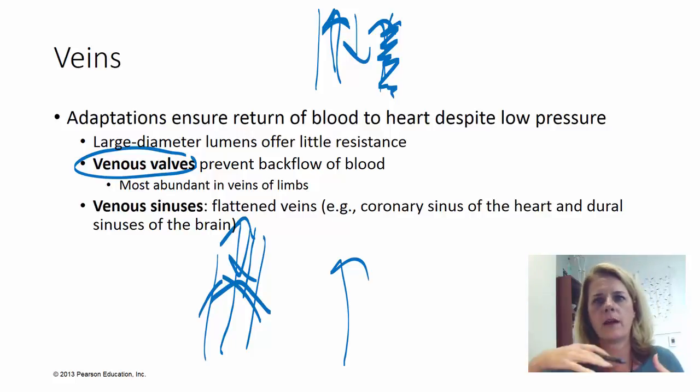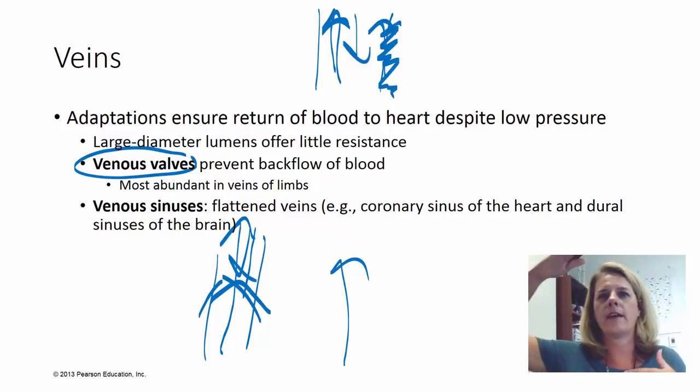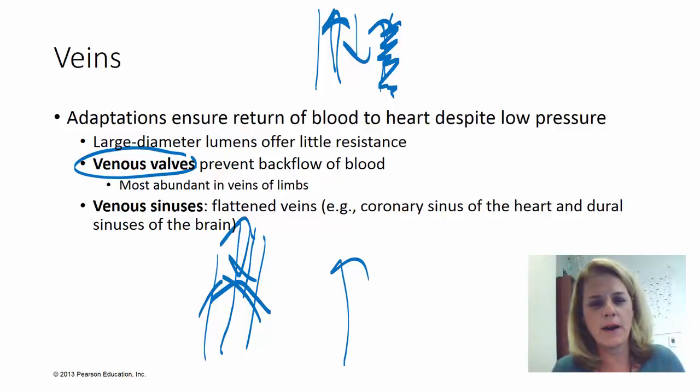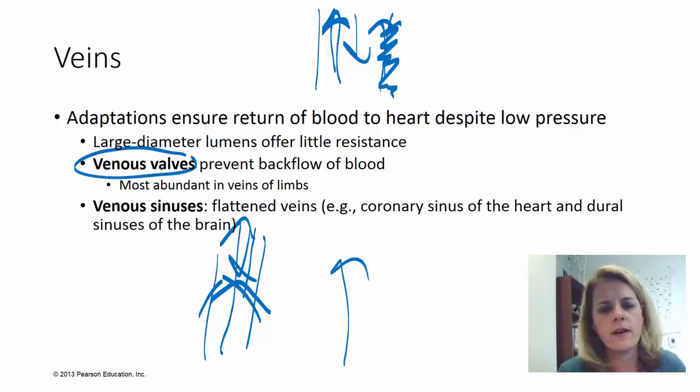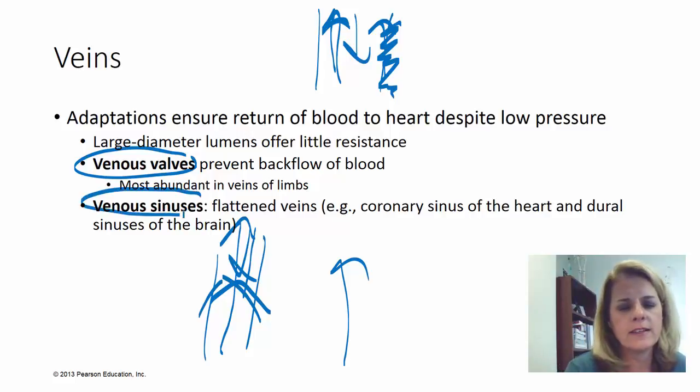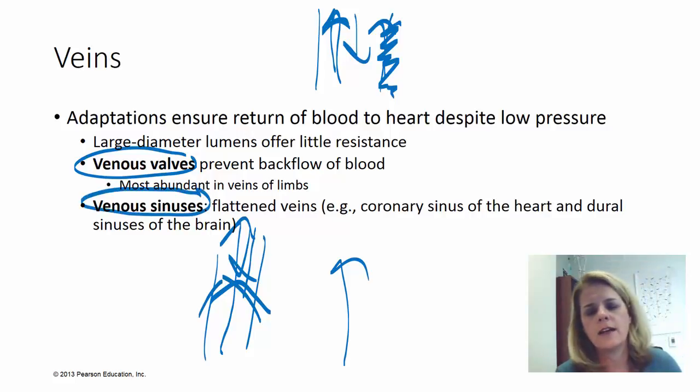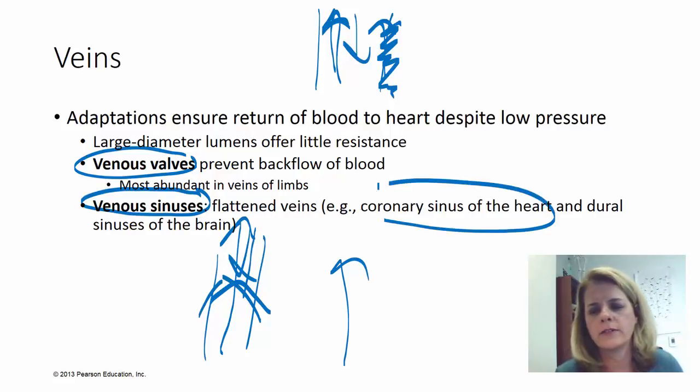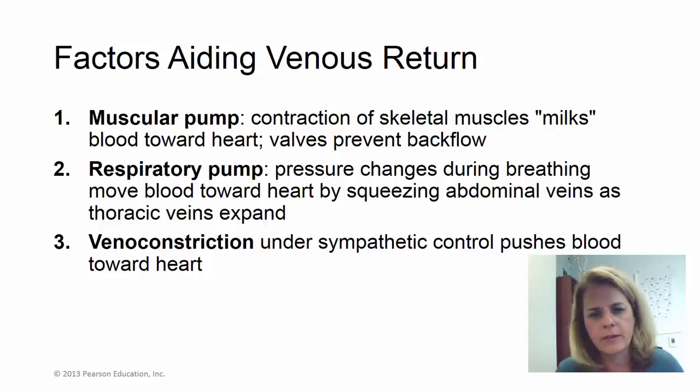So it goes forward, back, forward, moves like that as it's going through the body because you have these valves. You also have some veins that are called venous sinuses. They're big flat veins, and we'll talk more about those when we talk about the coronary sinus of the heart. But if I use the word, I want you to know it's a big flattened vein.